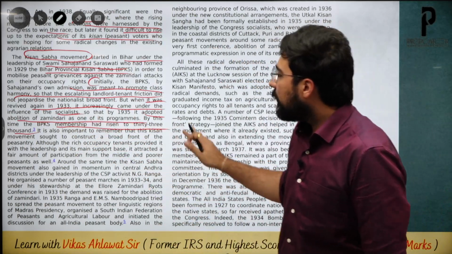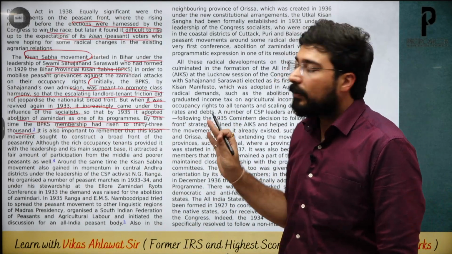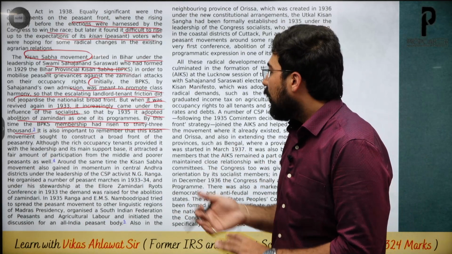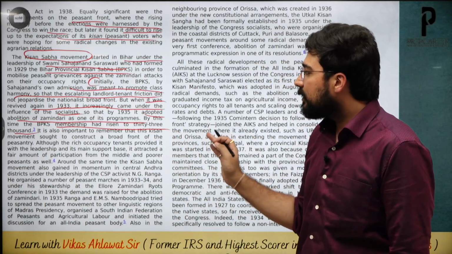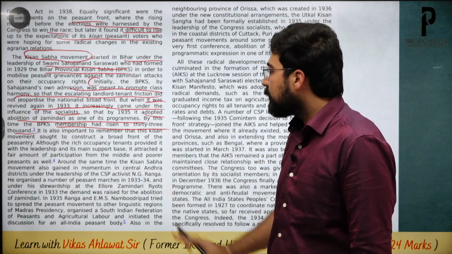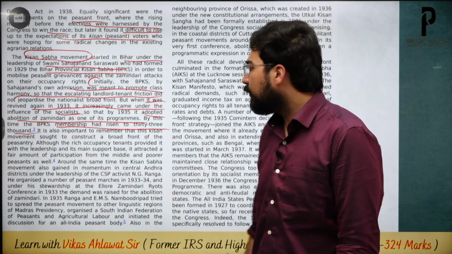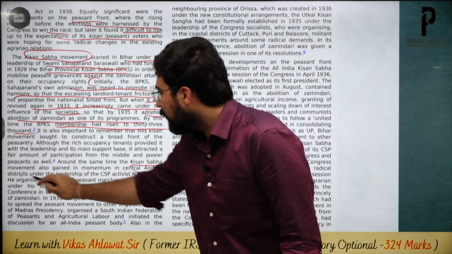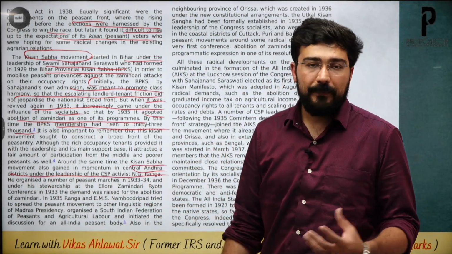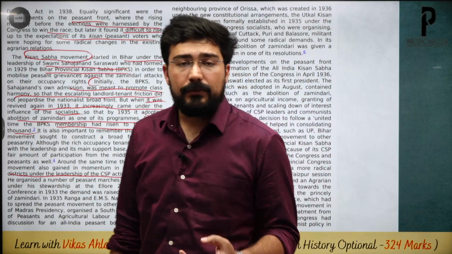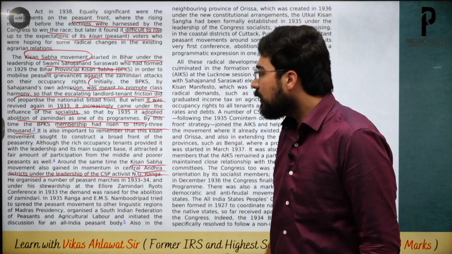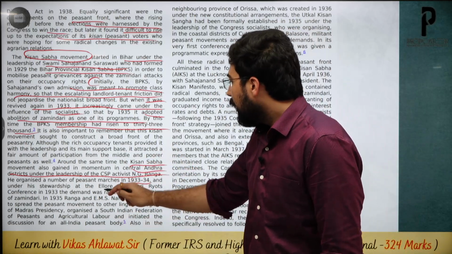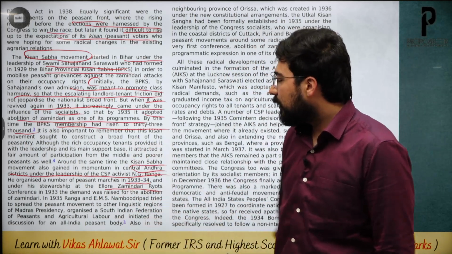It is also important to remember that this movement sought to construct a broad front of the peasantry, meaning they were trying to organize and mobilize the peasantry. Although the rich occupancy tenants provided the leadership, its main support base was the mass participation of middle and poor peasants. That is always going to happen. Around the same time, the Kisan Sabha movement also gained currency in the Andhra area, also under the leadership of NG Ranga. Remember their names, because sometimes such questions come in prelims. He organized a number of peasant marches in 1933-34 and, under the stewardship of the Zamindari Ryots Association, they also went for various kinds of initiatives.